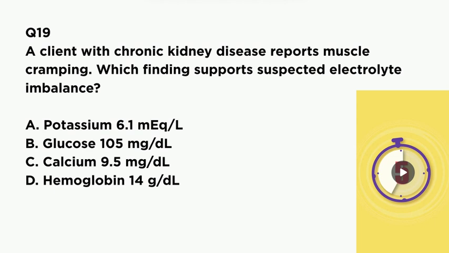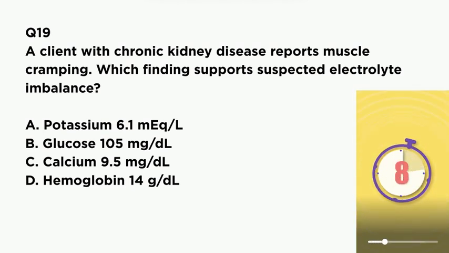Let's go to question number 19. So a client with chronic kidney disease reports muscle cramping. Which findings support suspected electrolyte imbalances? Let's get you the 10-second timer for question number 19.